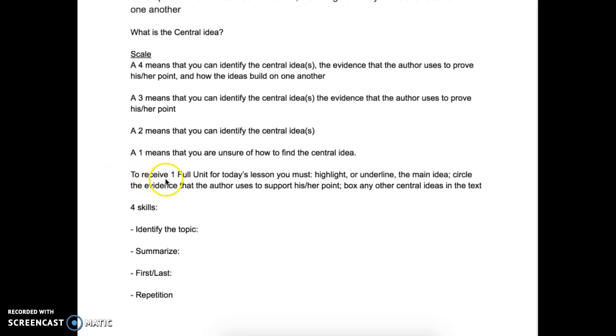To receive one full unit for today's lesson, you must highlight, or you can underline if you don't have a highlighter, the main idea. You should put a circle around the evidence that the author uses to support his or her point, and you should box any other central ideas in the text. So what I'm saying is there might be two.